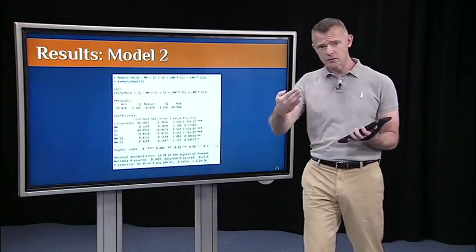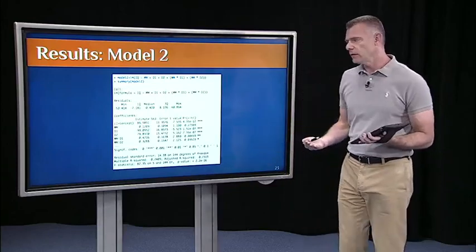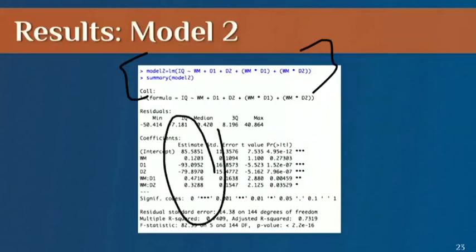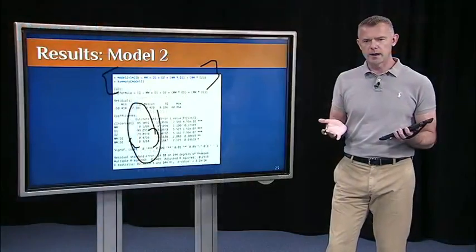Now let's look at model 2. This is where we add in the moderation terms. So up at the top, if you look at the LM function, we've now added in the product of working memory and D1 and the product of working memory and D2. Now let's jump down to the regression coefficients. What's most important now is to look at just those moderation terms. So 0.4716 and 0.3288. And this is where it starts to get a little confusing. What do those things actually represent?